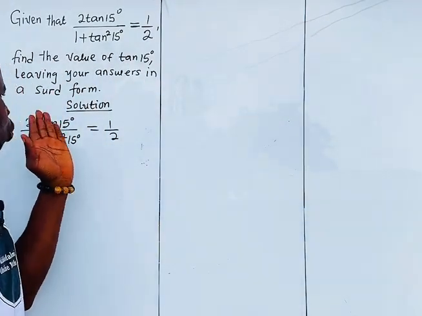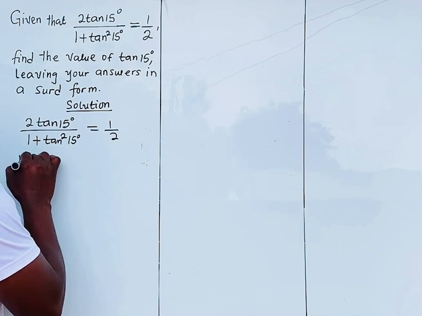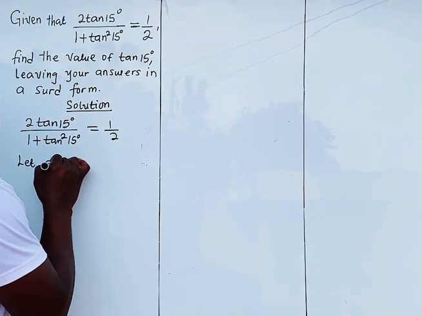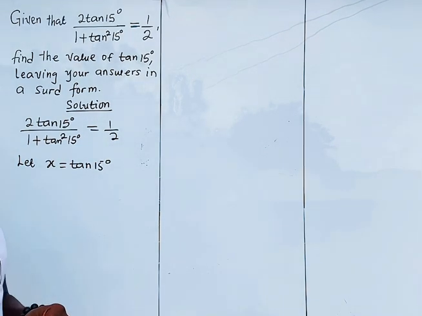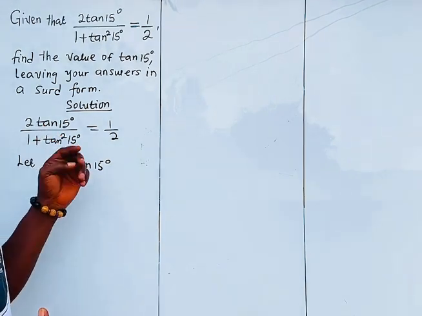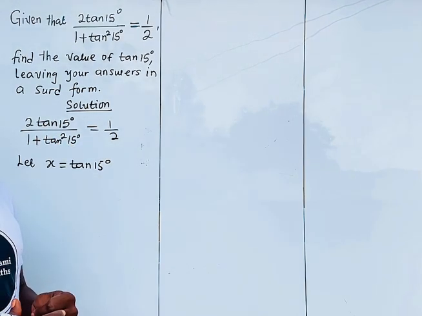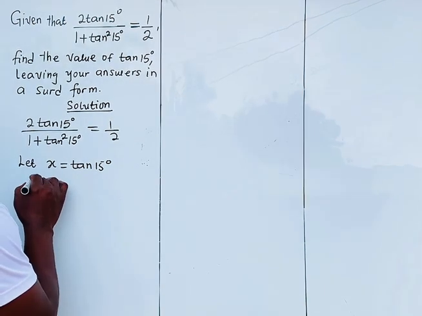To find 2 tan 15 degrees all over 1 plus tan squared 15 degrees, everything equal to 1 over 2, let tan 15 degrees be equal to a variable. So I can say let x be equal to tan 15 degrees. After this, you substitute x in place of tan 15 degrees in the equation that is given to you to solve.